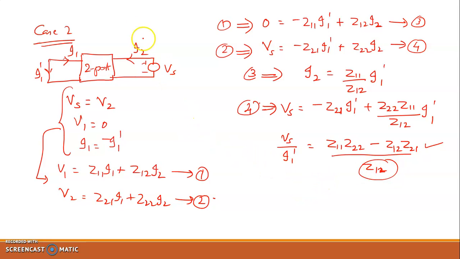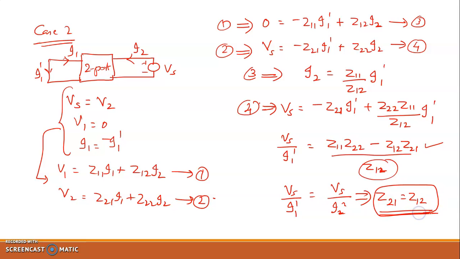So for making this circuit valid for the reciprocity theorem, you should have V1 by I1 dash equal to Vs by I2 dash. These two ratios should be equal. If these two are equal, we can write the numerator of this equal to the numerator of the previous thing, and the denominators will be equal, and therefore I am getting Z21 is equal to Z12. So this is the reciprocity condition of a two-port network in terms of Z parameters. If Z21 is equal to Z12, then that network is said to be reciprocal in terms of Z parameters. So that is a condition for reciprocal.